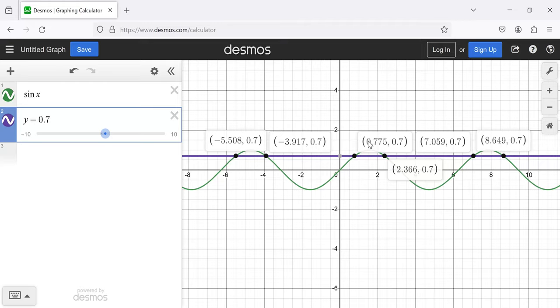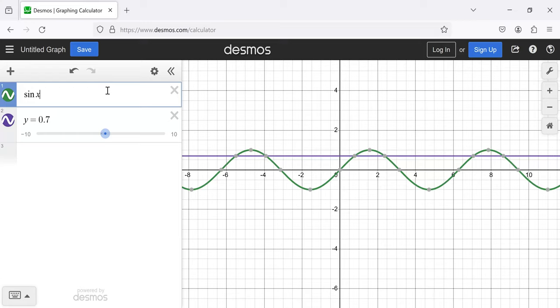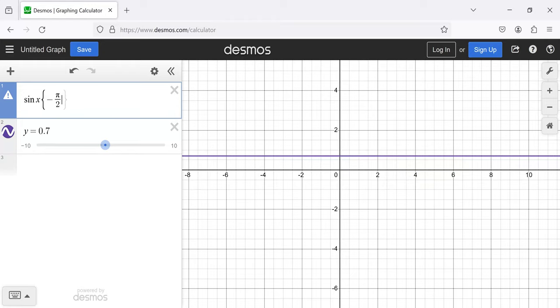We found this 0.775. In particular, remembering the restriction we put on the sine, we found the solution that's in this restricted interval. And this restriction was chosen so that if there is a solution, there will be one and only one solution in this interval.